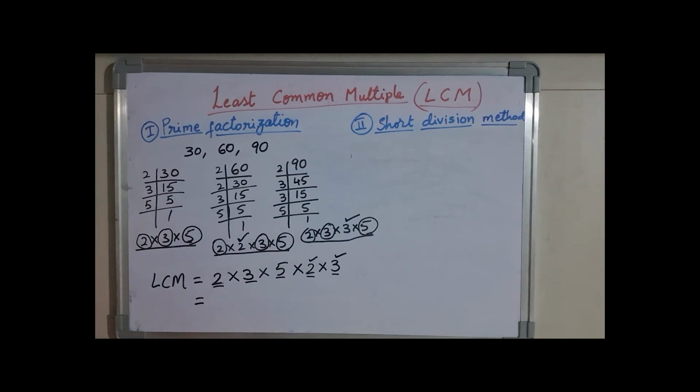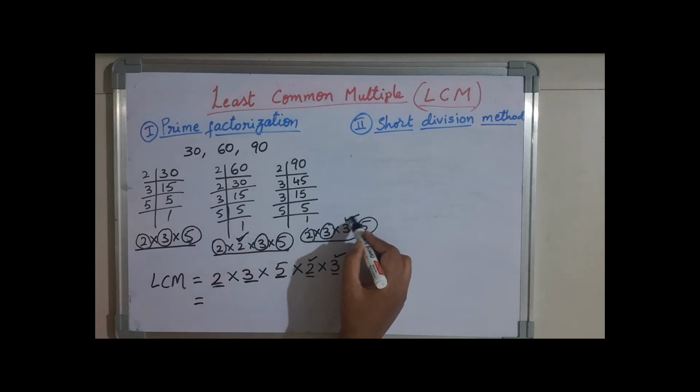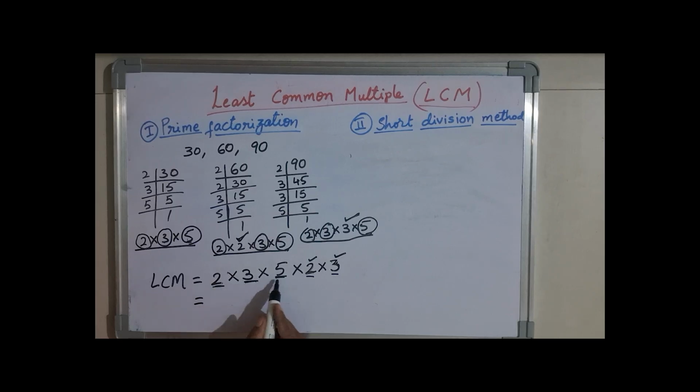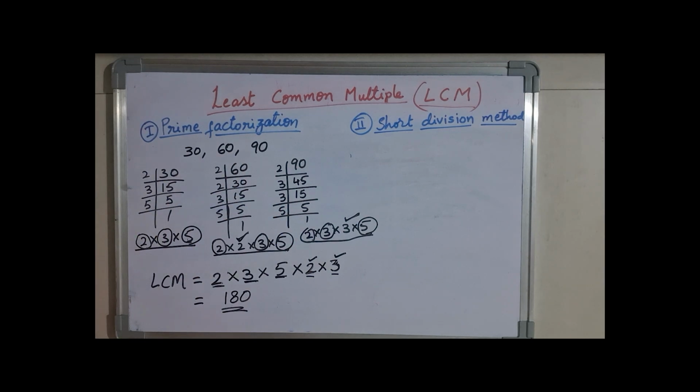So here we can see, children, whatever numbers are common in these 3 prime factorizations, those were 2, 3 and 5. And the numbers which are not common are also to be included here. Okay children. So if you multiply all these factors, we get 180. 180 is the LCM of 30, 60 and 90.